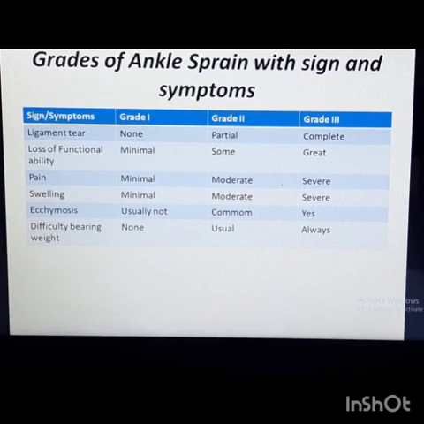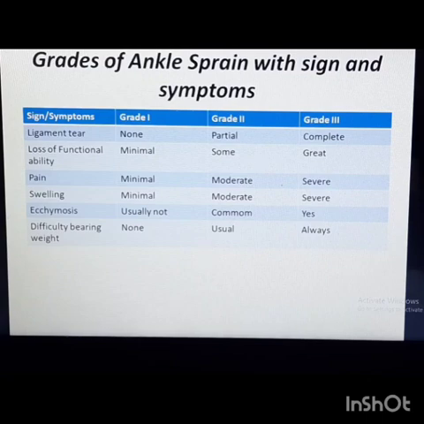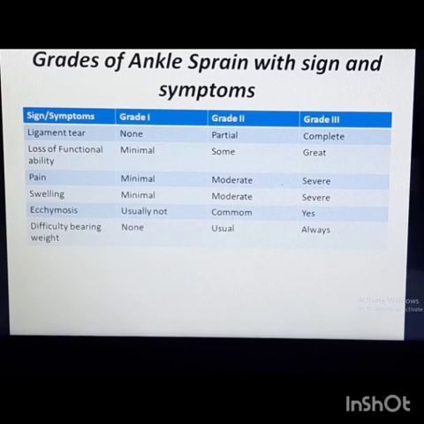Difficulty weight bearing: in grade 1, sometimes we see no difficulty with weight bearing, but sometimes the player avoids walking because of pain and doesn't want to put weight on it, even in grade 1, though most of the time they don't have difficulty. In grade 2, yes, and in grade 3 they definitely have difficulty.